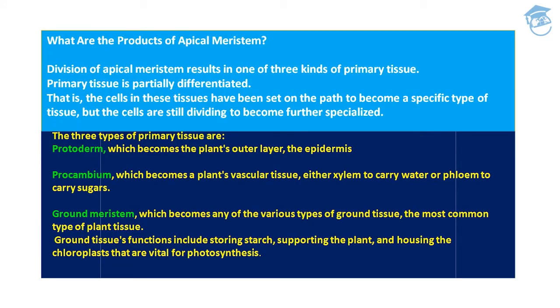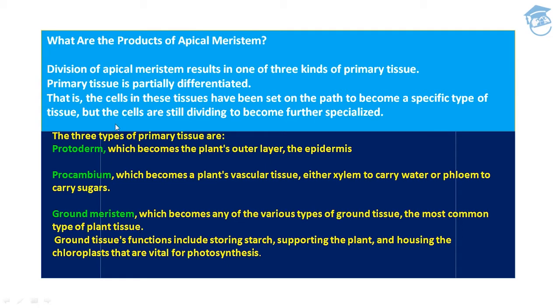It is one of the three kinds of primary tissue. We know that apical meristem is one of three kinds of primary tissue. Primary tissue is partially differentiated. That is, the cells in this tissue have been set on the path to become a specific type of tissue, but the cells are still dividing to become further specialized. The three types of primary tissue are protoderm, procambium, and ground meristem.